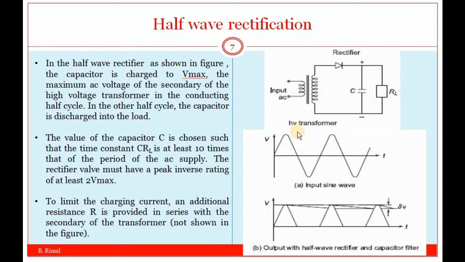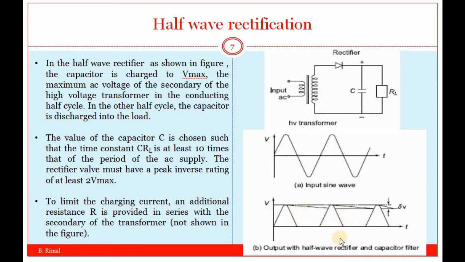During rectification, the output of the high voltage transformer is shown in the second figure, that is the input sine wave for the rectifier circuit. The power diode will conduct for the positive half cycle. In this period of time, the capacitor C is also charged up to the maximum value of the input sine wave. In the negative half cycle, the diode will be reverse biased and the capacitor is discharged into the load in that period, which can be understood better with this output waveform.